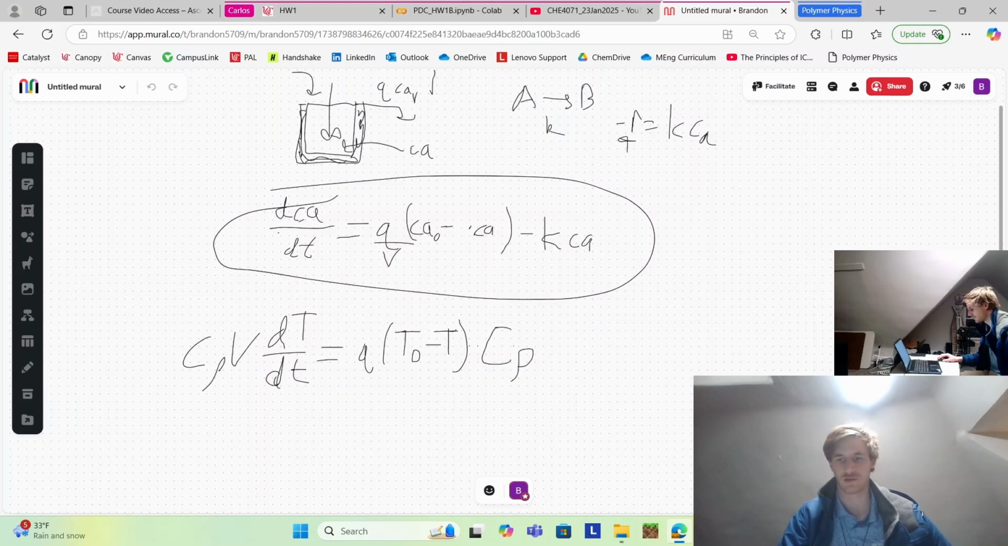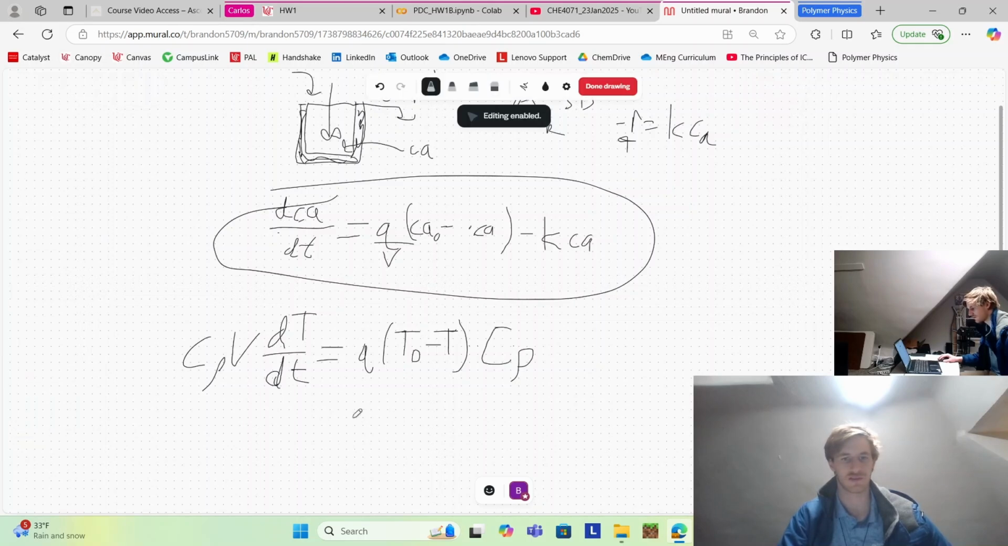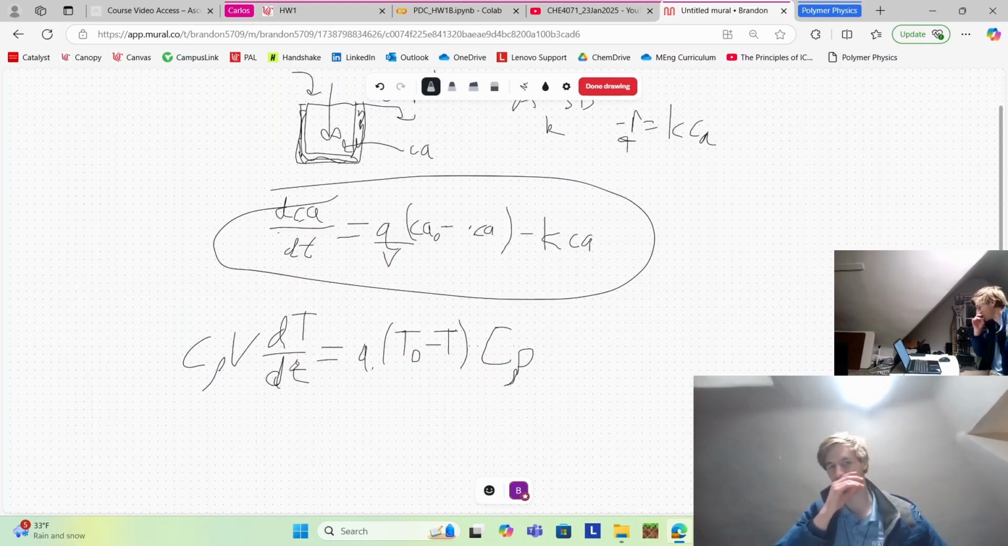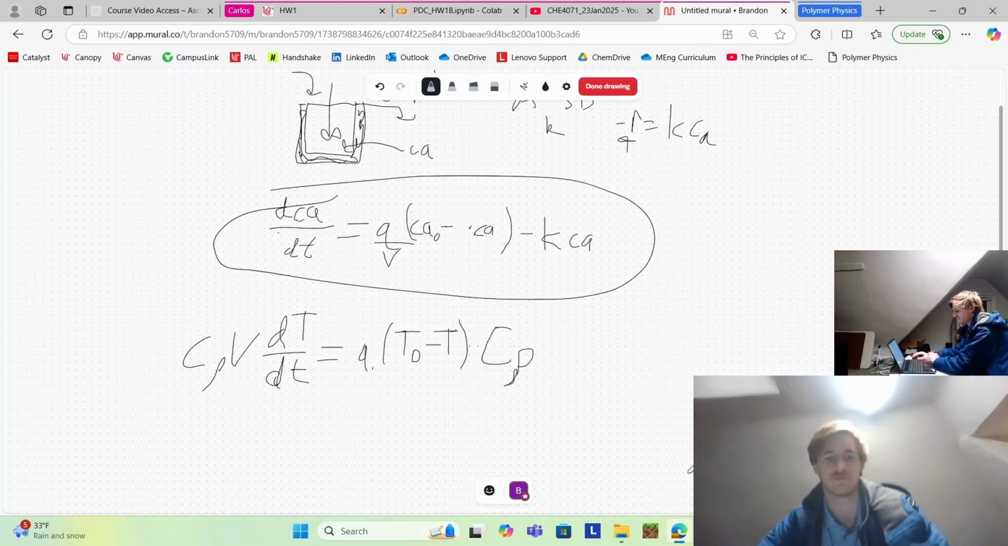I'm not going to be able to write that well, but I can just do the arrows. So meters cubed per second times Kelvin times our joules per gram Kelvin times grams per meter cubed, and that all cancels out to be joules per second, which of course is in line with our dT, with the left hand side of the equation.